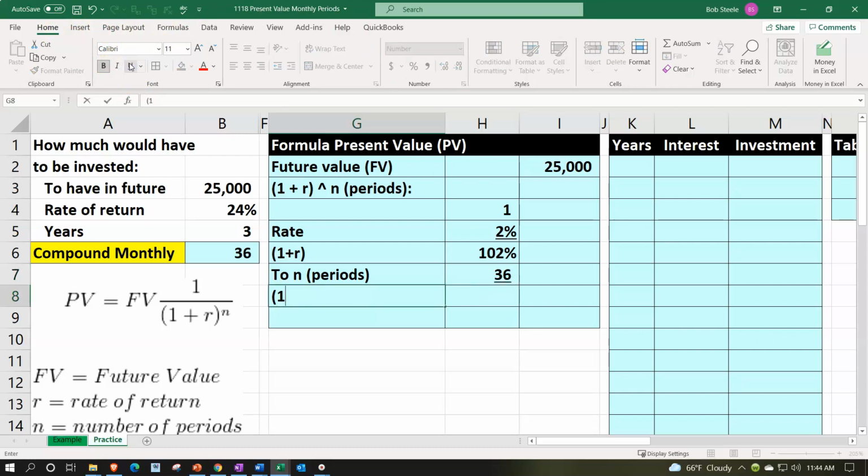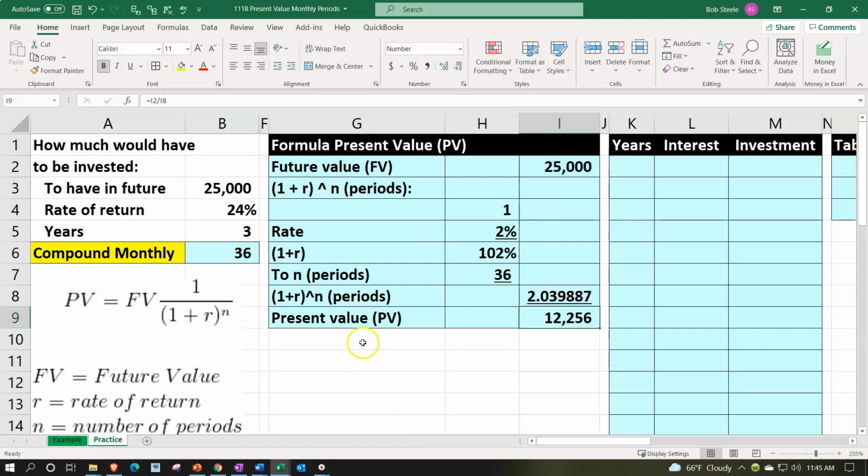And that's going to give us then the result of the 1 plus R, Shift 6, caret to the n periods, and that's going to be in the outer column, which is going to be equal to the 102%, Shift 6, caret to 36, and that's going to give us 2. Let's add some decimals. Home tab, numbers, decimalized. And then we're going to go to the Home tab, Font group, and underline it. And that'll give us our present value. Finally, dividing this out, this equals the 25,000 divided by that decimalized number. Adding a couple decimals. Home tab, numbers, couple decimals, there we have it.